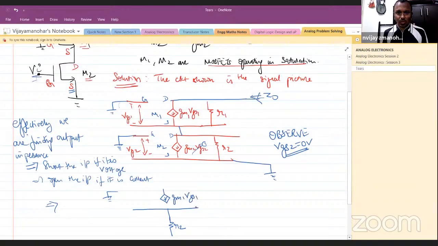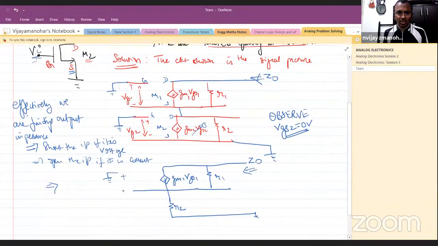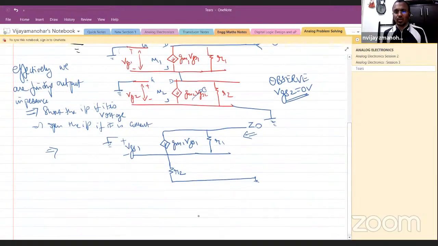GM1, VGS1, R1. This is where you are looking in and this is grounded. So the looking in impedance here is Z0 and this is grounded. And this voltage is your VGS1. Correct.